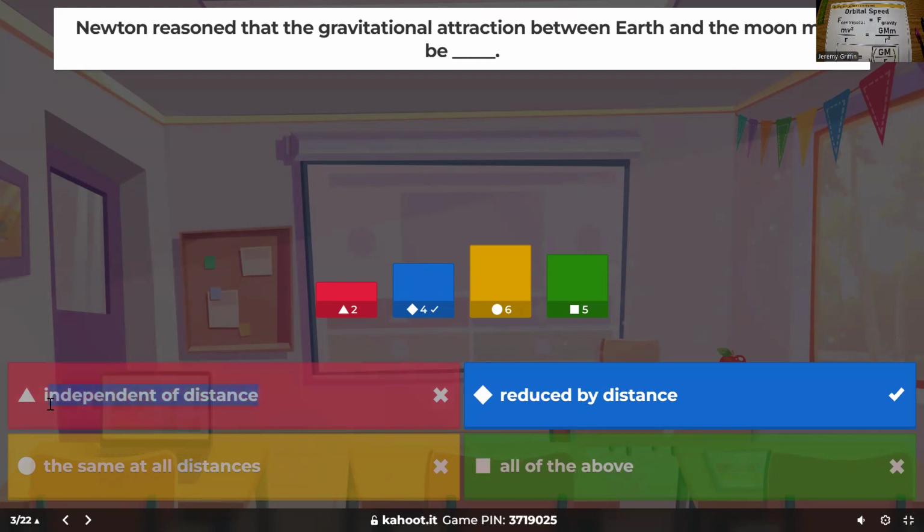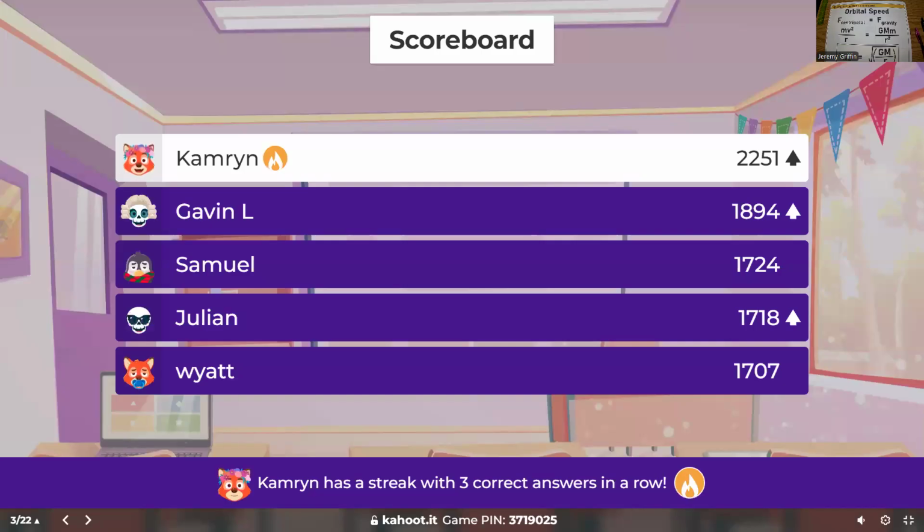Now, guys, this red one and this yellow one say the same thing: the same at all distances, independent of distance. That means the same thing. But that means if you double your distance, you get the same force. No, that's not true. Right. Is it true the further the distance, the less the force? So reduced by distance is what I'm looking for. That's that: 1 over the distance squared.